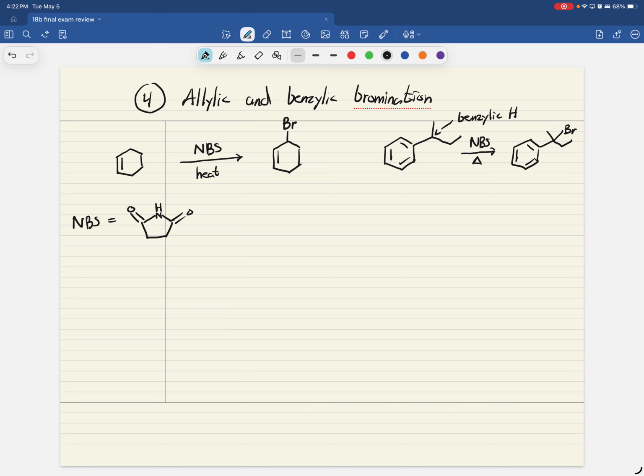Mechanistically, don't worry too much about this mechanism. We went over it, but it's radical. So I'll say this is a radical reaction. Whenever you see a bromine compound and heat, it's usually a radical reaction. It has to have Br2. It can't be HBr. HBr is usually polar addition. But if it has radicals or Br2 and heat, it's usually a radical process. All right, that was number 4, allylic and benzoic bromination.